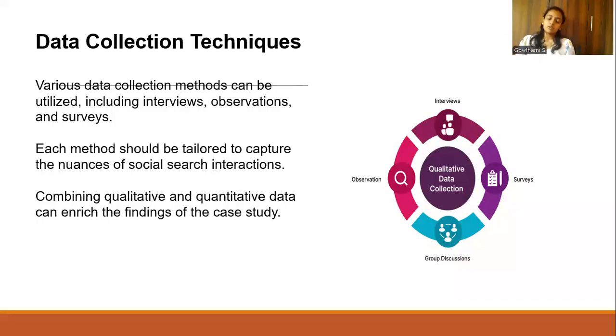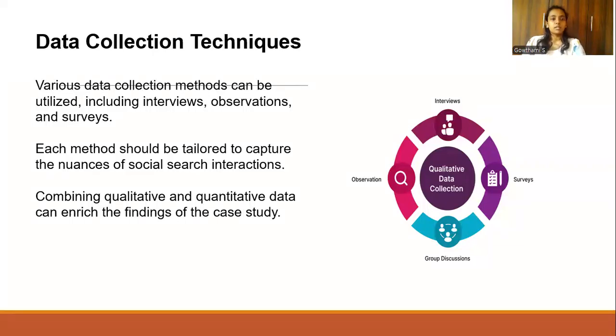Group discussion is about sitting together with many of the stakeholders or clients and having a group discussion with them. Observation is about going to a certain social media platform, observing things and understanding why it is done like this and why it is required for us to work on this platform.